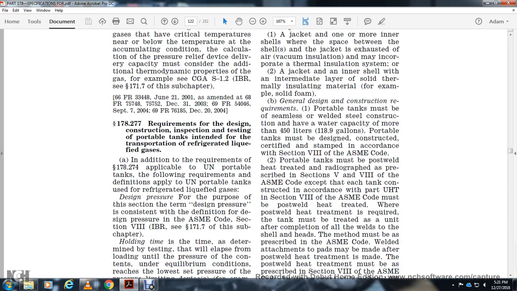General design and construction requirements. The portable tank must be seamless as well as of steel construction and have a water capacity of more than 450 liters. The portable tank must be designed and constructed and certified in conformance with Section 8 of the ASME Code.